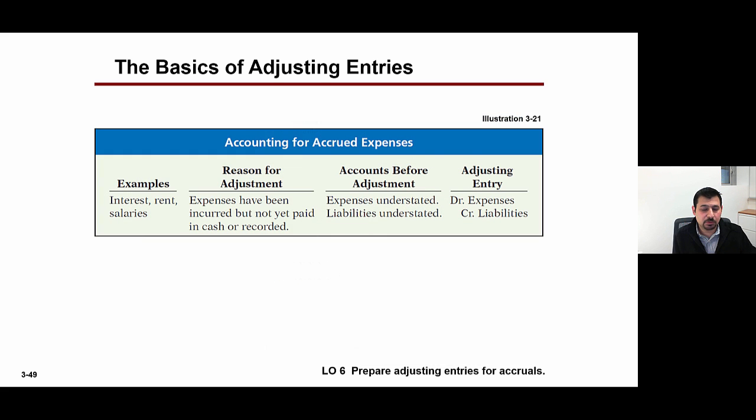Now, as a result, before the adjustment for accrued expenses, the expenses were understated and so were liabilities. We hadn't recognized the whole transaction. We didn't say that we owed the employees anything, and at the same time we did not recognize the expense. So in order to fix that, we need to increase the expenses. We debit expenses and we increase liabilities by crediting liabilities. So whenever we have an adjusting entry for accrued expenses, we debit expenses and we credit liabilities.